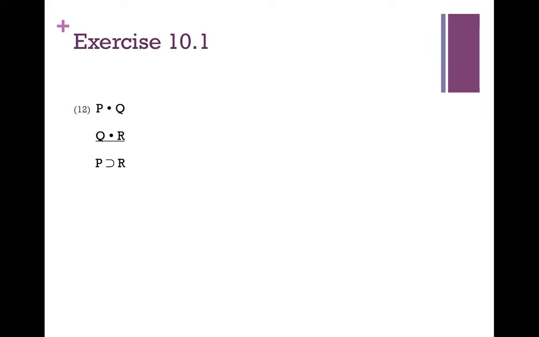Number 12. Premise 1, P and Q. Premise 2, Q and R. Therefore, if P, then R. Now this is kind of an interesting one because look here, the conclusion is a hypothetical, whereas neither premise is a hypothetical. So you might be wondering, how in the world could you possibly conclude a hypothetical from non-hypothetical propositions?